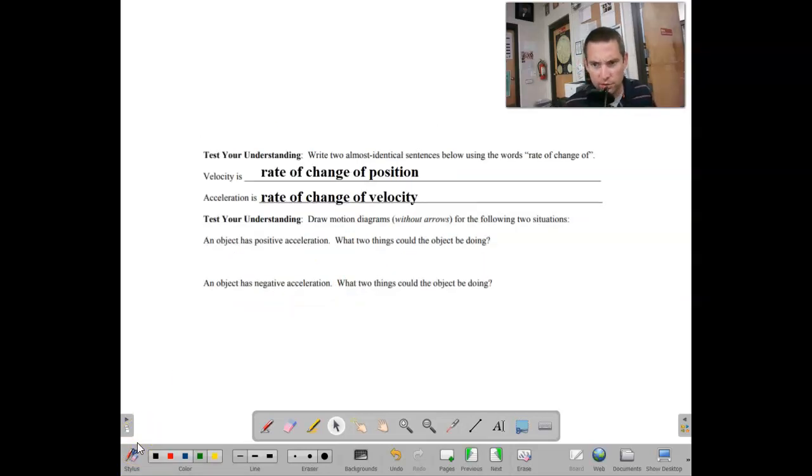Write two almost identical sentences using the words rate of change for velocity. Velocity is the rate of change of position. For example, if we say we go 30 meters per second, then that means every second our position is changing by 30 meters. Meanwhile, acceleration is a rate of change of velocity. So if we go 30 meters per second squared, then that means every second that goes by, our velocity is changing by 30 meters per second.